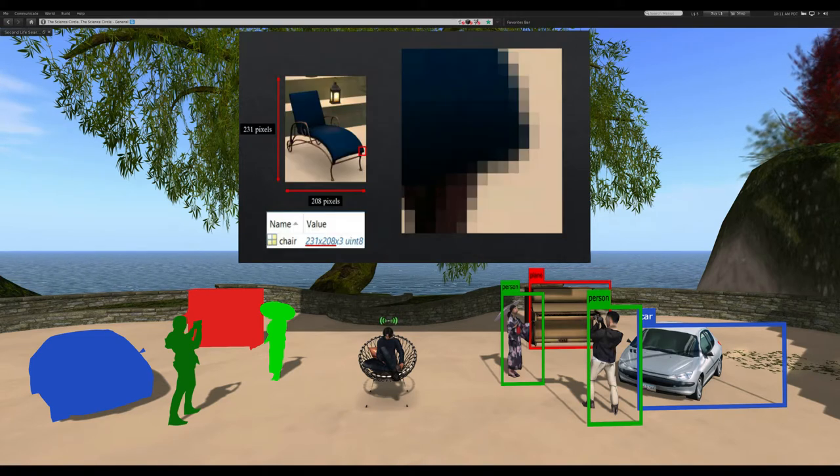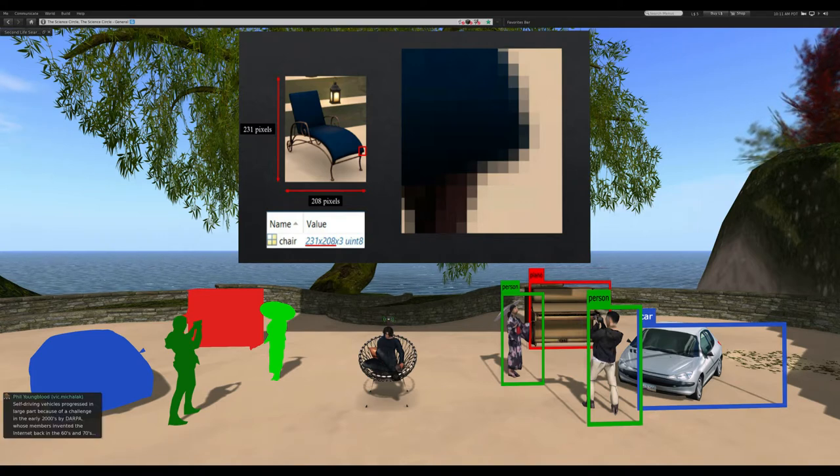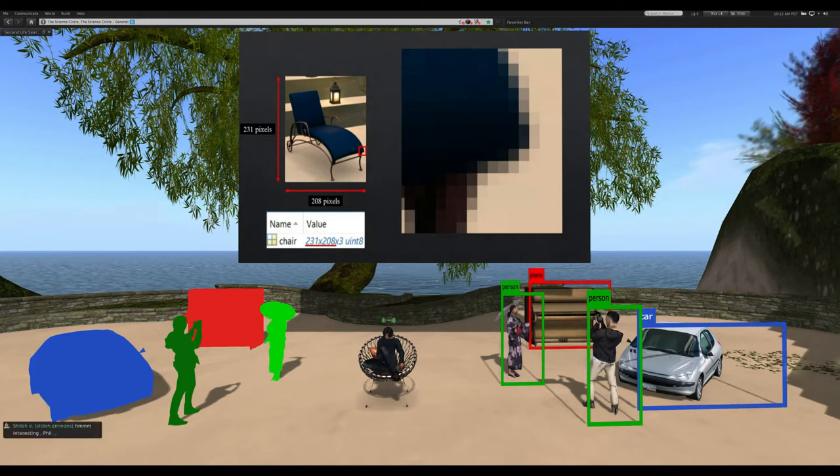The first thing I did was take an image of a chair. I uploaded it to MATLAB, and what I got in response was this description of the image. Let's break this down. It says 231 by 208 by 3 UINT8. So 231 by 208 is the number of pixels in the image.